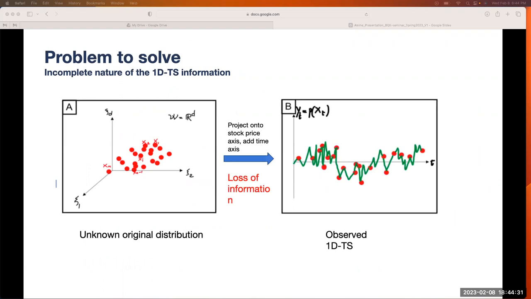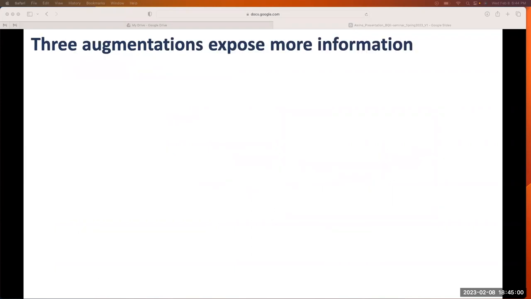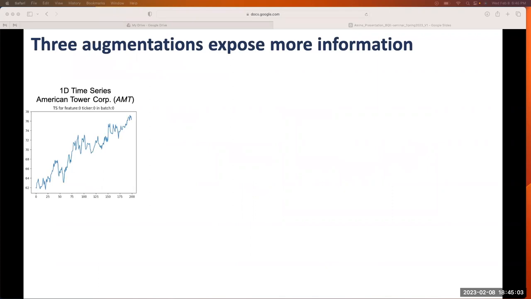So we lose information as we project the system into a time series of stock prices, let's say. The price is only an aggregation or a summary of more fundamental information in the original distribution. And augmentation is a technique that can be used to partially recover the lost information from the original distribution. So to verify our claim, here we use a specific case.